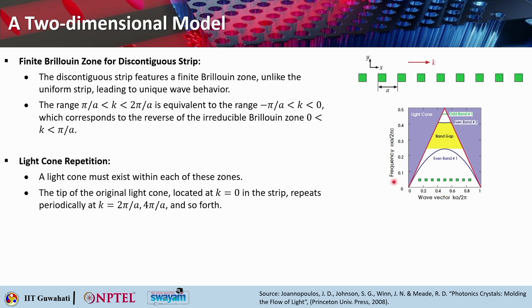So you can see in this zone a light cone is there, in this zone also a light cone is there, and the tip of the original light cone, which is located at k equals 0 in the strip, will also repeat periodically when k becomes 2 pi by a. So when k becomes 2 pi by a, k a by 2 pi will become 1. It will repeat again when this becomes 2, and so on. So you can only study this part, and you can talk about the band features.